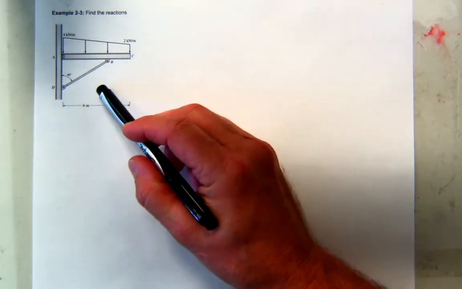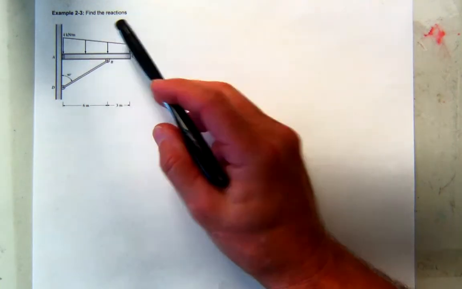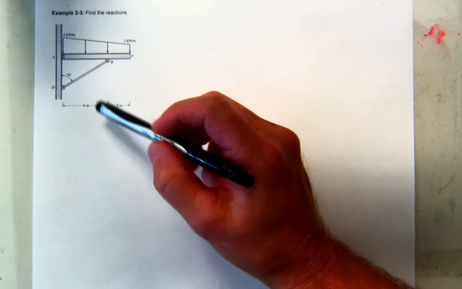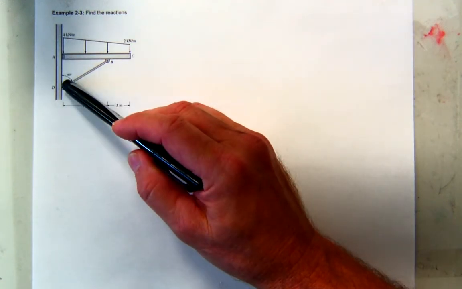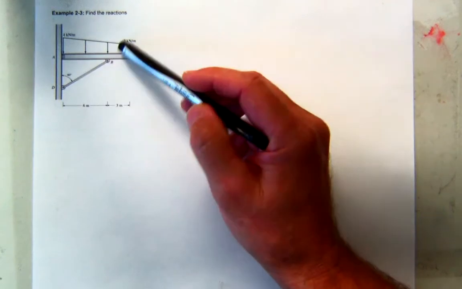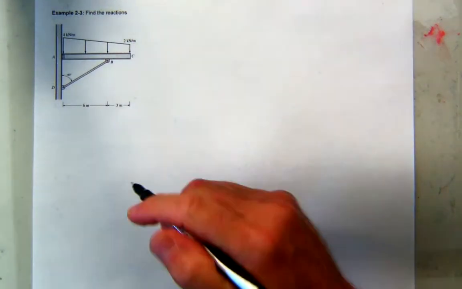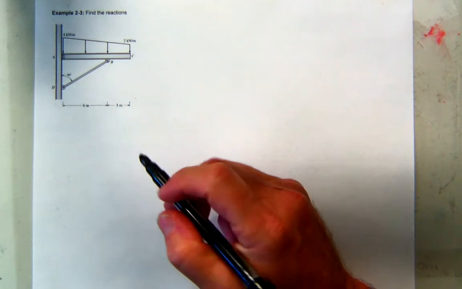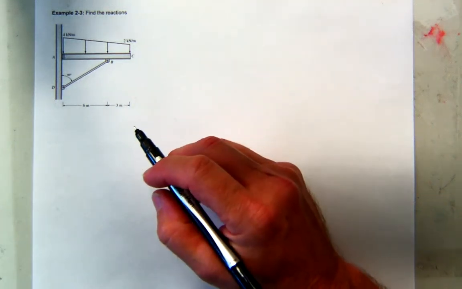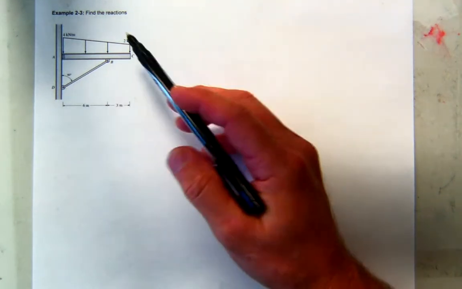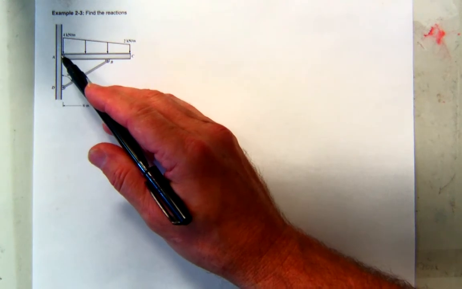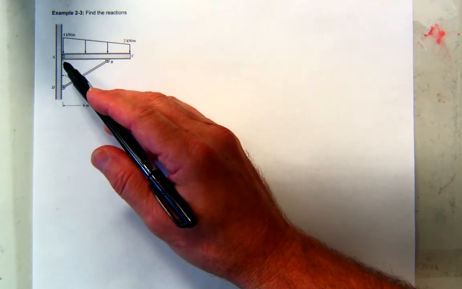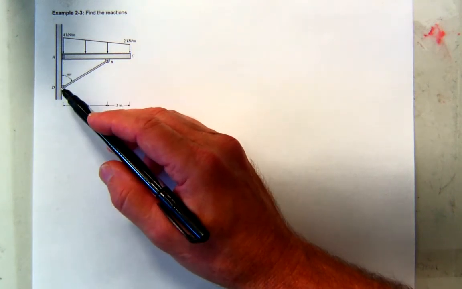All right, this problem says find the reactions. Looks like the reactions are here at A and B, and this is the structure. I encourage you, before you just dive in, to take a few seconds and just kind of see what you have. Even though it doesn't look like it, we're going to assume A is a pin, and we're going to assume B is a pin.